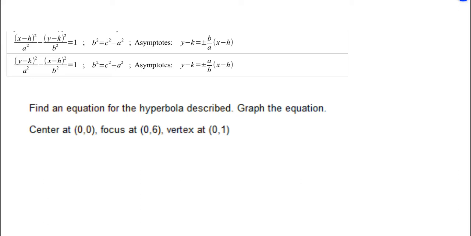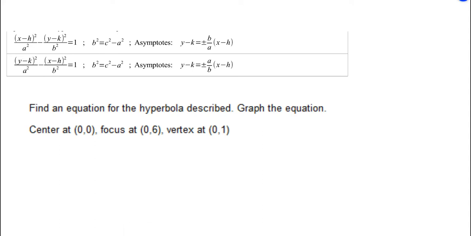We have those same variables in the other equation, but the major difference is that in the first equation, our x term is positive, but in the second equation, the y term is positive. And that's going to help us to determine the orientation. So when our x term is positive, we have a horizontal orientation. When our y term is positive, we have a vertical orientation.